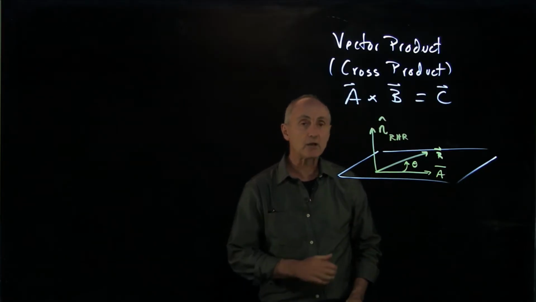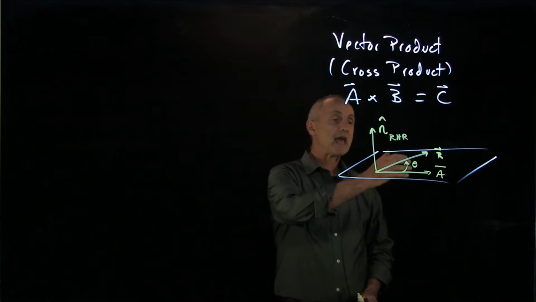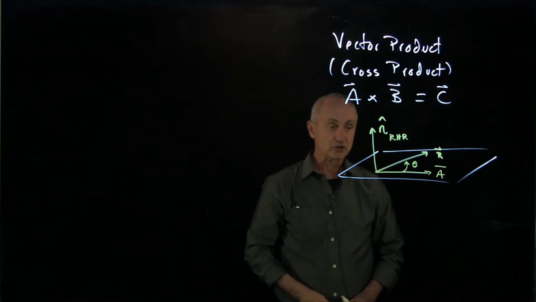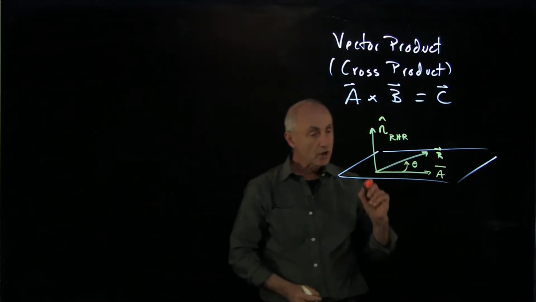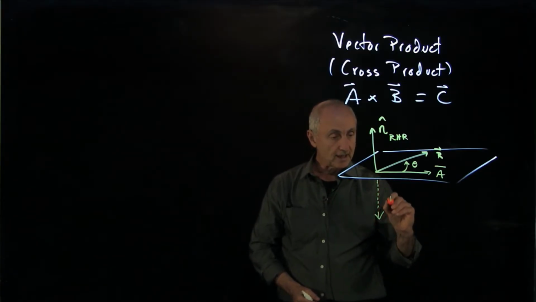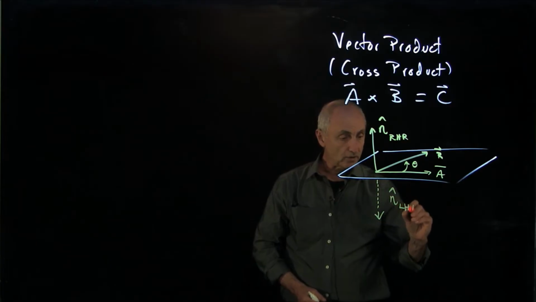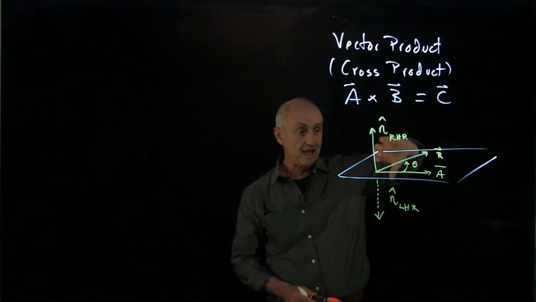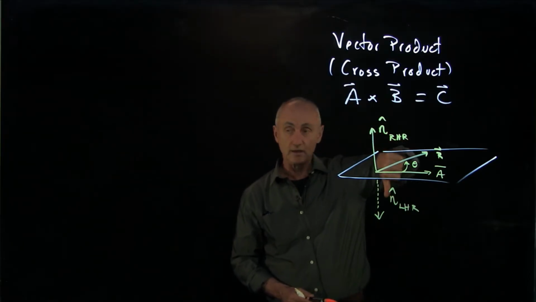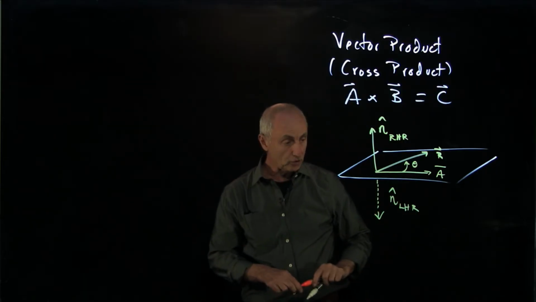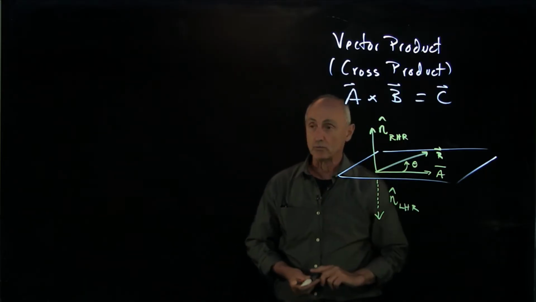The reason for that right-hand rule is if we take A cross B, then our right-hand thumb is pointing in the perpendicular direction to the plane. Now, I could have chosen a unit vector down, n hat left-hand rule, and this would correspond to taking my left hand and having A cross B pointing down. So the way we're going to define our cross product is with the right-hand rule.